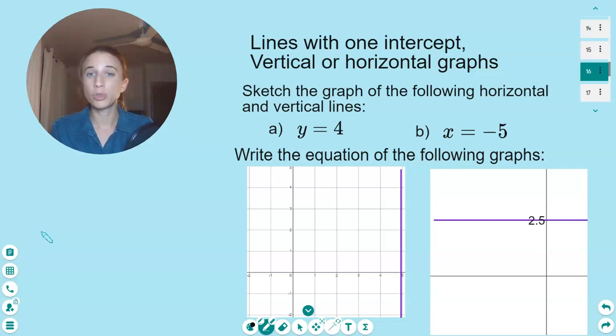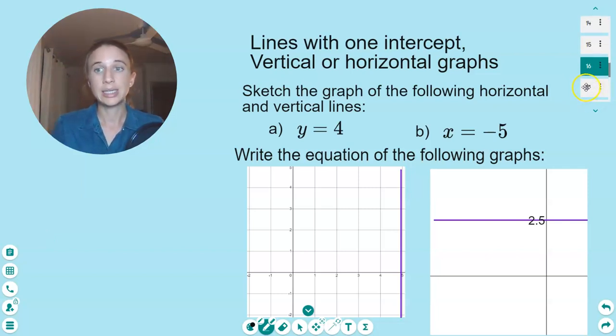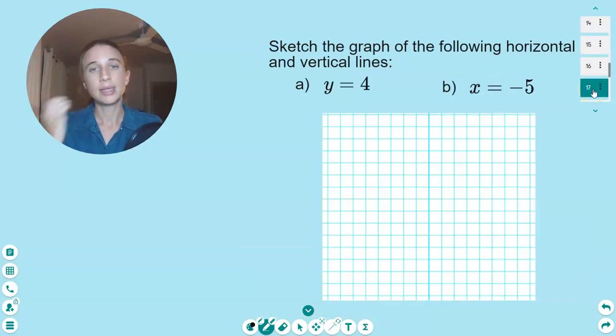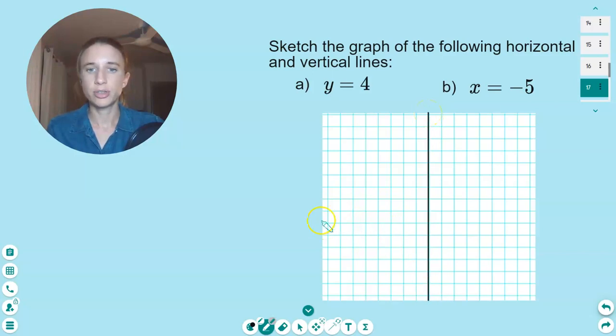So maybe you want to pause the video and attempt these questions beforehand. And if you're having trouble, keep watching and see if you get the right answers. Let's check it out. Sketch the graph of the following horizontal and vertical lines. All right, I will show you what to do. Sometimes students get a bit confused, but it's all right.